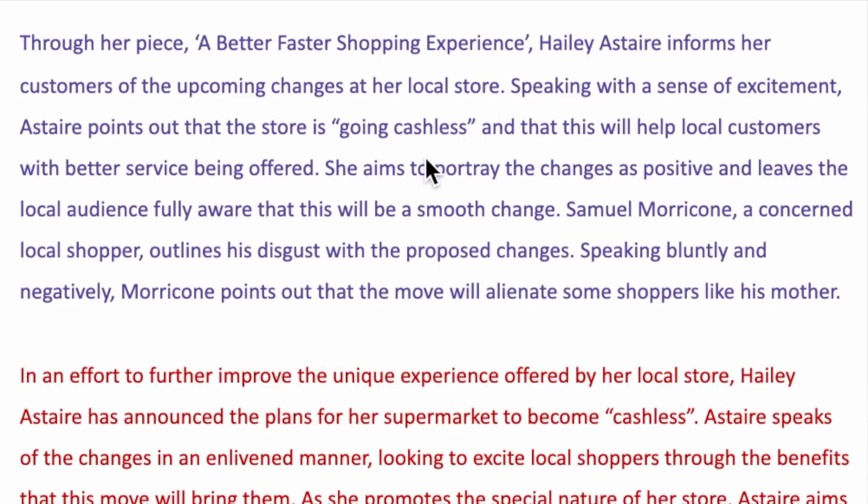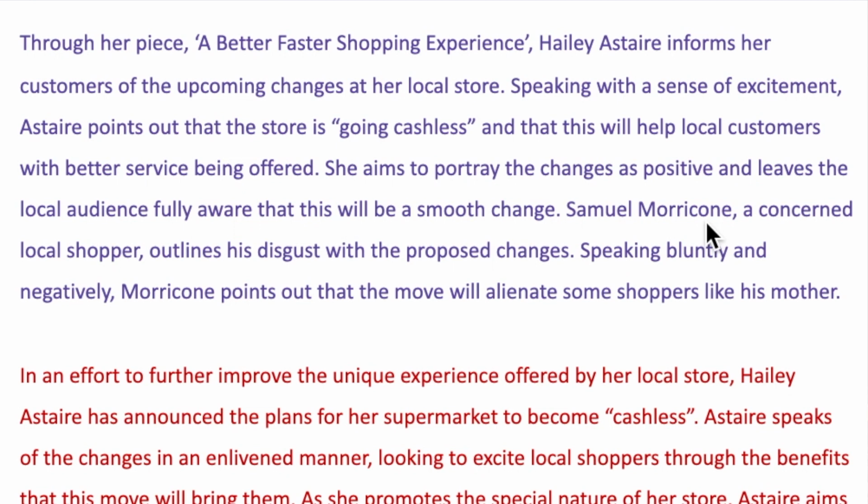And so that idea of "aiming to portray the changes as positive" is already giving that outline of argument and how it exists. "Leaves the local audience." There's a nod to the audience and a nod to the fact that this person who's written this introduction has understood that they are local. "The local audience fully aware that this will be a smooth change." So all in all, it's done everything that it needs to do. It's outlined a couple of the main arguments. It's talked about the contention of the piece, and it's given a nod towards the manner in which Astaire has gone about making those arguments.